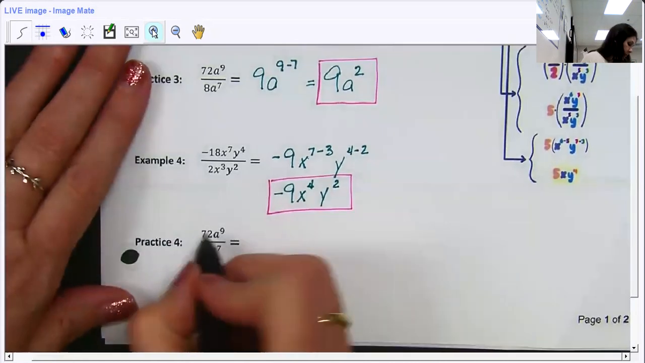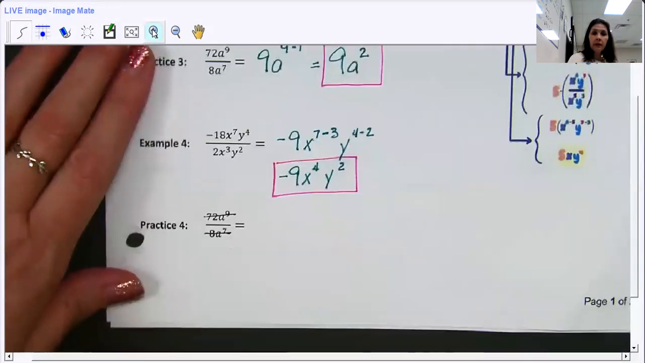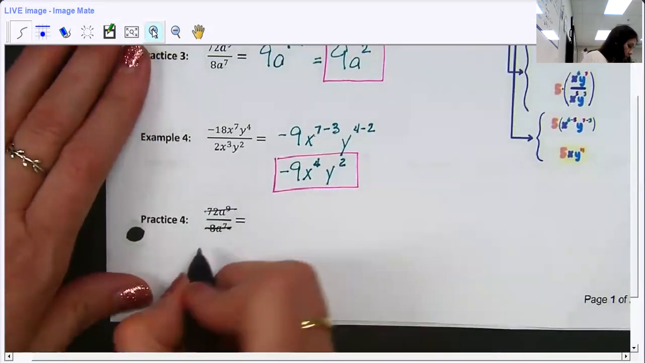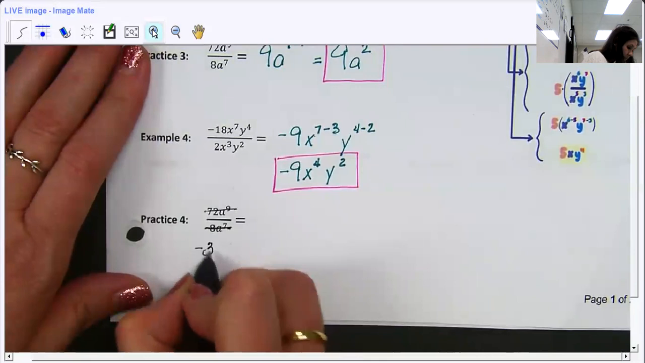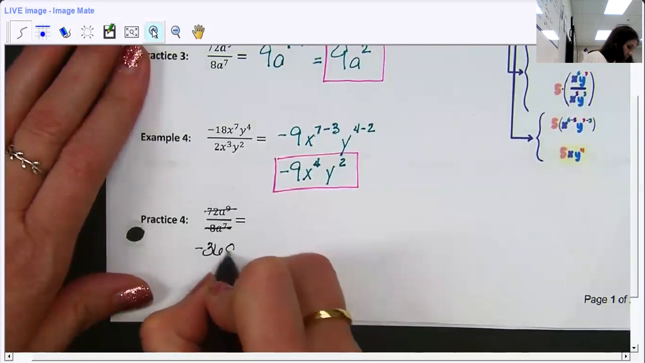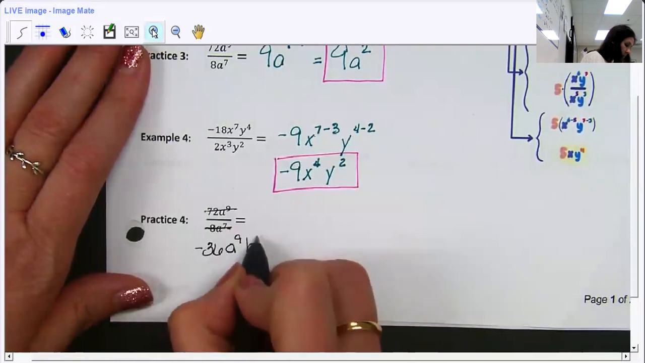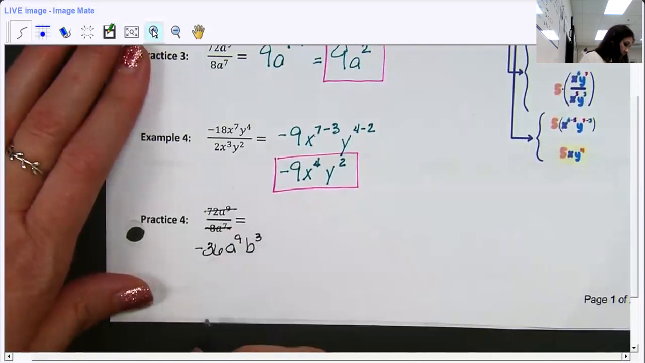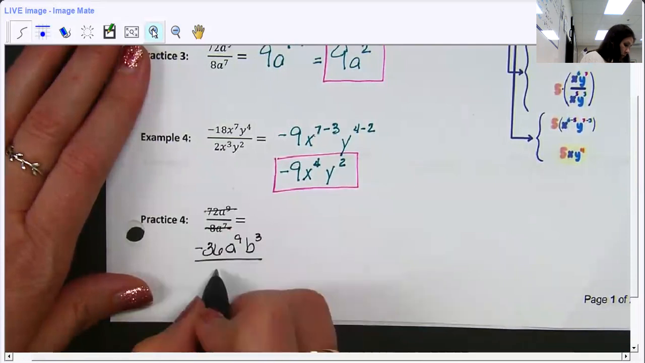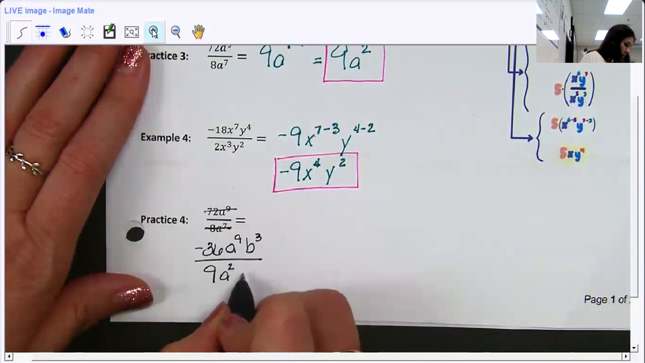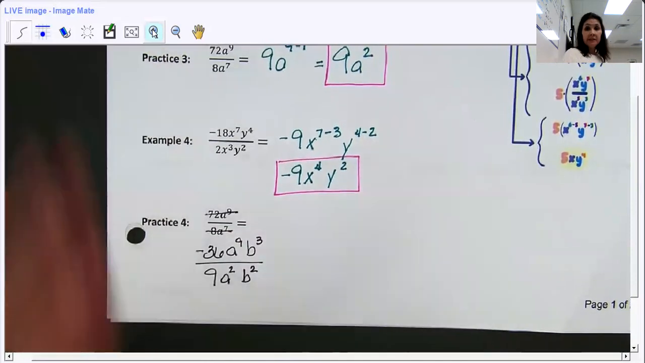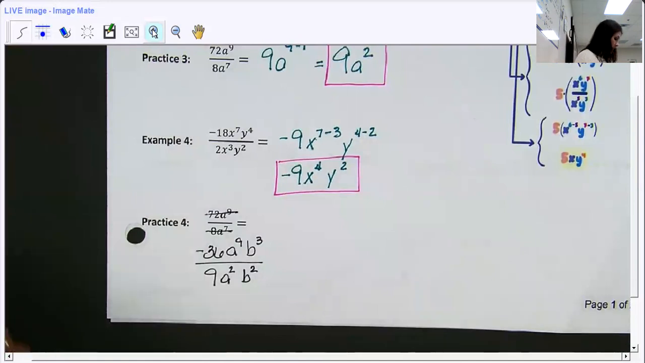So what I'm going to do is come up with another problem that I want you to solve. So negative 36, a to the power of 9, b to the power of 3, and then that's going to be over 9, a to the power of 2, and b to the power of 2. So this is the one we're going to replace practice 4 with. Okay, so let's go ahead and get started.